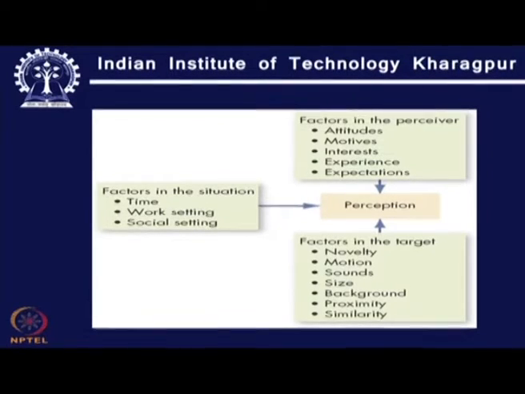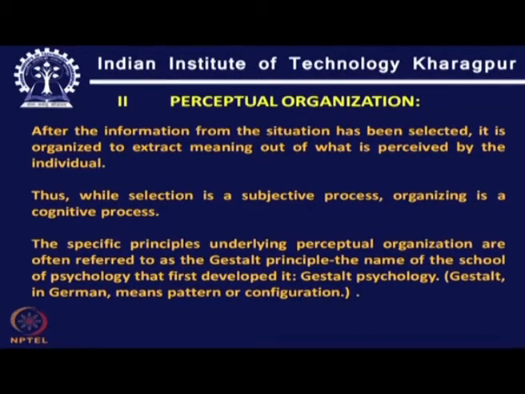So, in a nutshell, the factors affecting perception are: factors present in the situation, that is time, work setting or social setting; factors in the perceiver, like attitudes, motives, interest, expectations and experience; and factors present in the target, the novelty, motion, sound, size, background, proximity, similarity. All these will affect your perception. Means these are the factors which affect the perceptual selection.